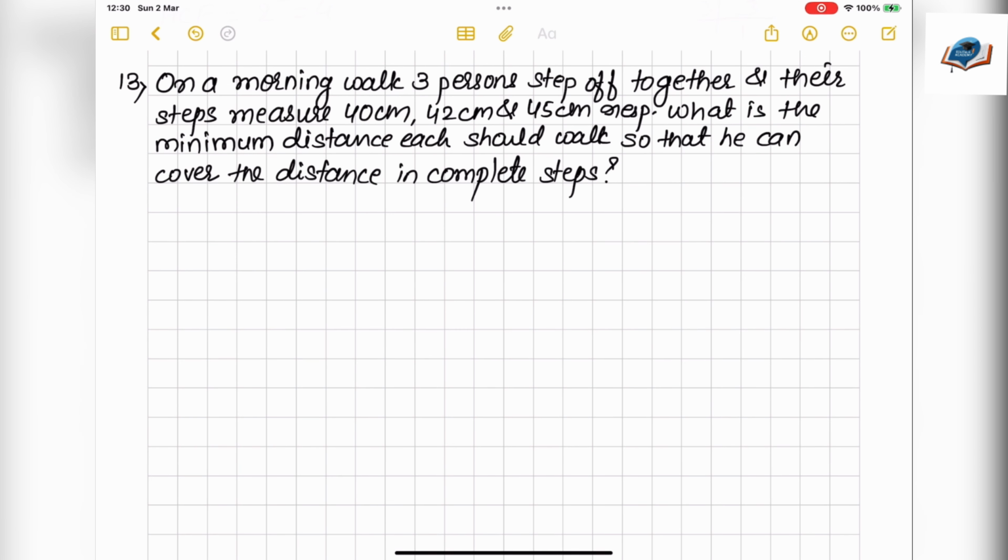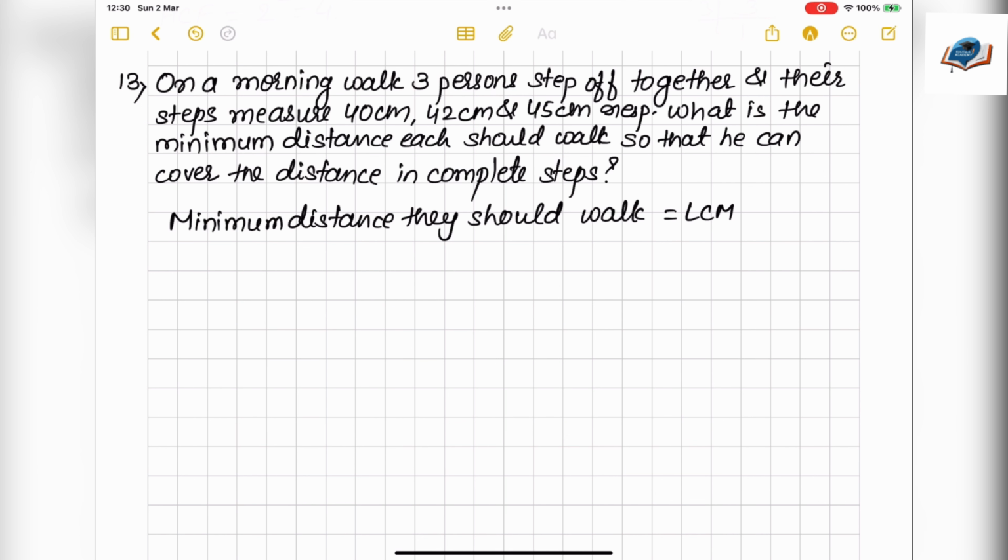Next question is on a morning walk, three persons step off together and their steps measure 40 centimeter, 42 centimeter, and 45 centimeter respectively. What is the minimum distance each should walk so that he can cover the distance in complete steps? So, minimum distance they should walk will be equal to LCM of 40, 42 and 45.